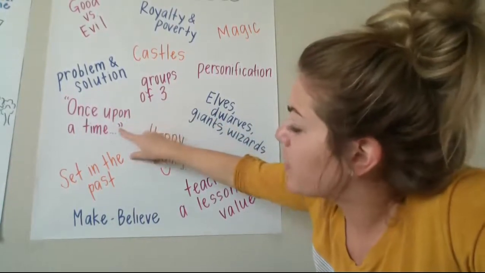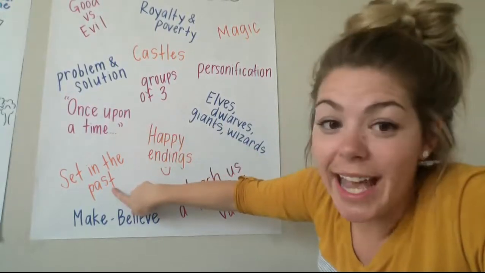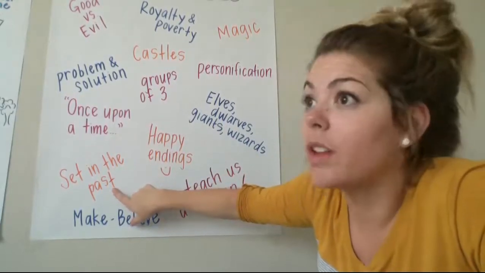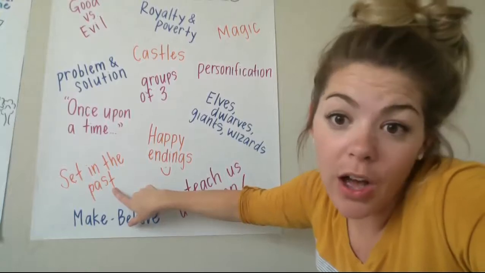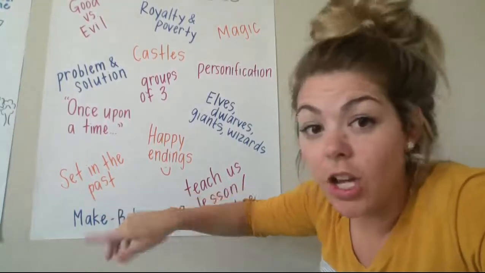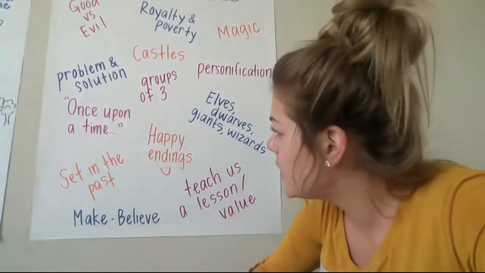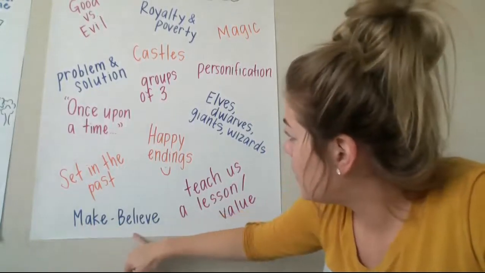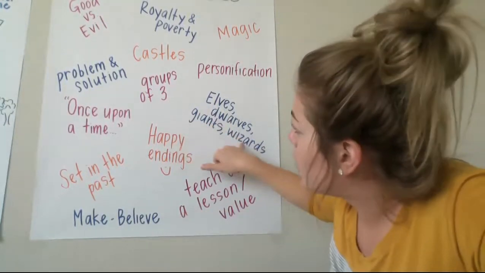They start with once upon a time. They're usually set in the past, so they might start with a long time ago, long, long ago. So in the past means a long time ago, things that have already happened. They're typically make-believe. There's elves, dwarves, giants, wizards.